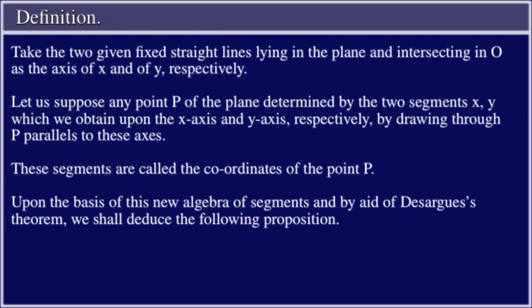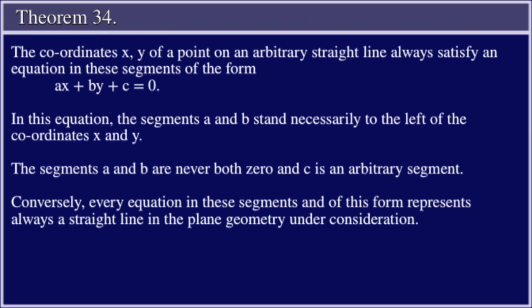Upon the basis of this new algebra of segments, and by the aid of Desargues' theorem, we shall deduce the following proposition. Theorem 34. The coordinates x, y of a point on an arbitrary straight line always satisfy an equation in these segments of the form ax plus by plus c equals 0. In this equation, the segments a and b stand necessarily to the left of the coordinates x and y, and the segments a and b are never both 0, and c is an arbitrary segment.